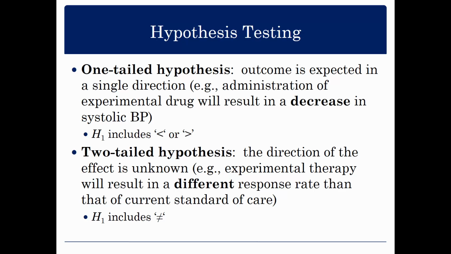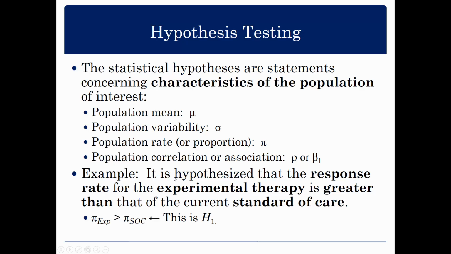So that's the difference between the one-tailed and two-tailed test. Again, we tend to describe the characteristics of the population, those parameters that we're after, with Greek letters. So our hypotheses, if you were to write them out in statistical form, would be relationships between parameters, or relationships between parameters and hypothesized values. So for instance, if I hypothesize that the response rate for an experimental therapy is greater than that of a standard of care, I'm saying that the proportion of patients in the population who get the experimental therapy and who respond is bigger than those who would respond if they had gotten the standard of care. So that's your scientific hypothesis, your alternative hypothesis. Your null would be that it's not bigger, that they're equal, for instance.